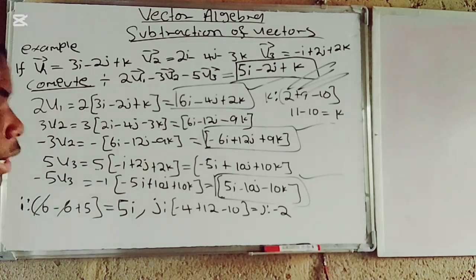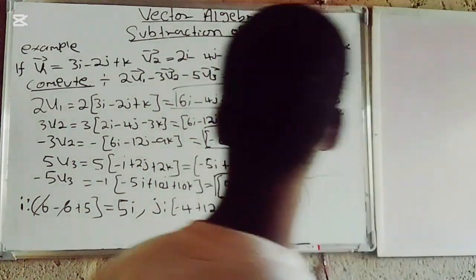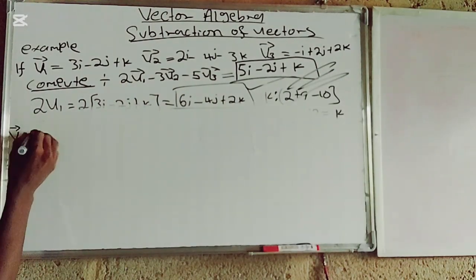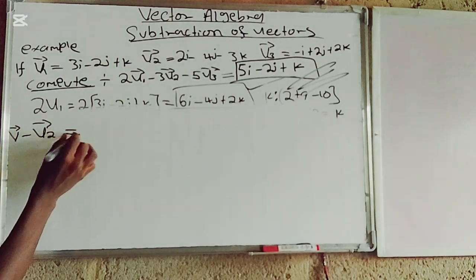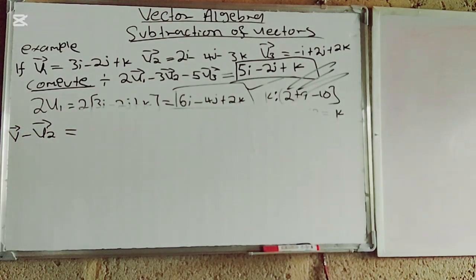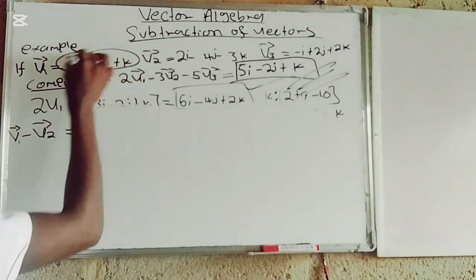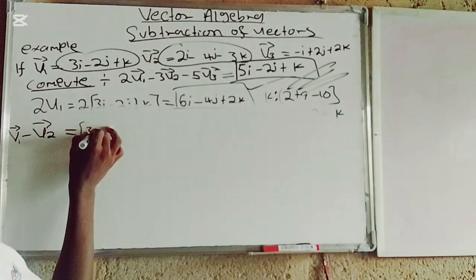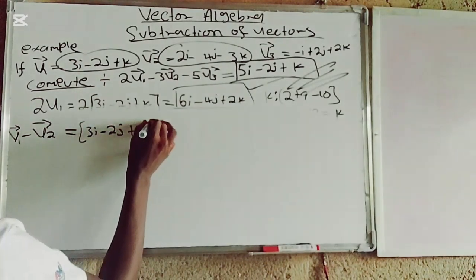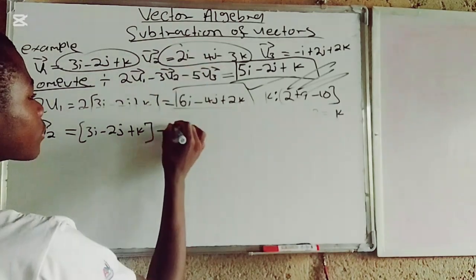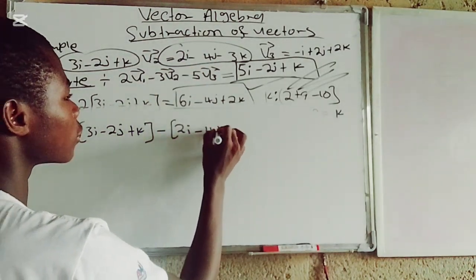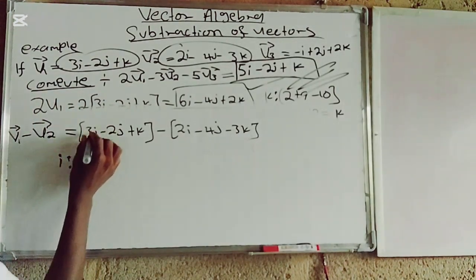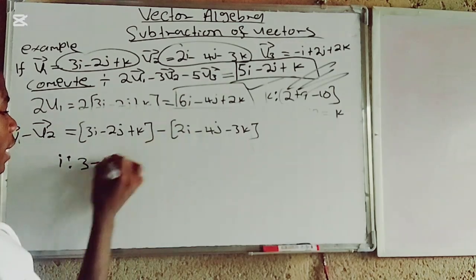So as you can see, this is the final solution to this question. Let me give you one more question so that you will have a try on it. Let's say vector v1 minus vector v2, if v1 is this and v2 is this. So you first take a look at this: 3i minus 2j plus k minus 2i minus 4j minus 3k. For i, we have 3 minus 2.